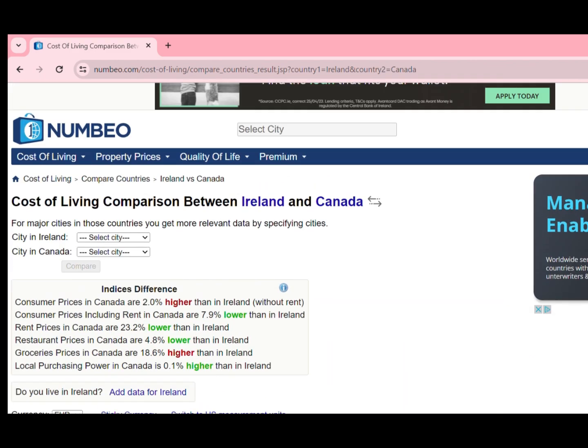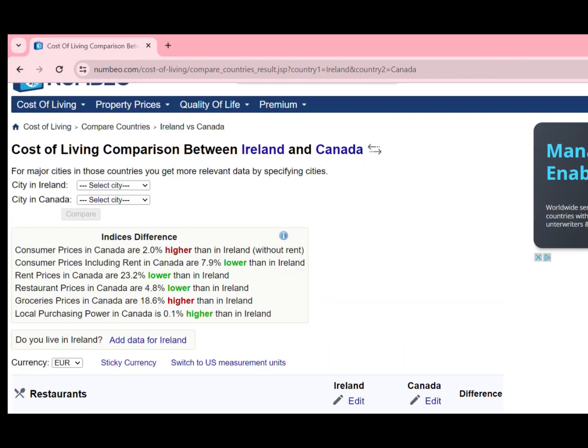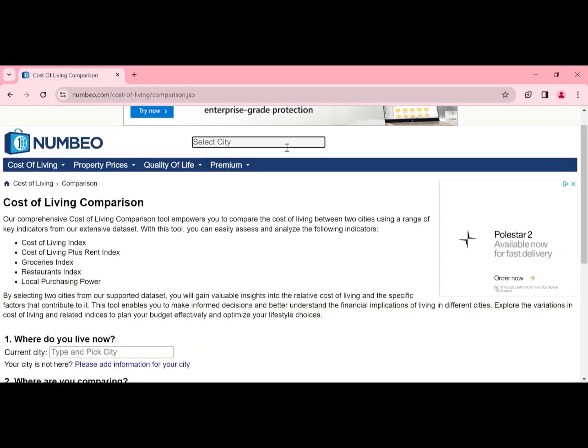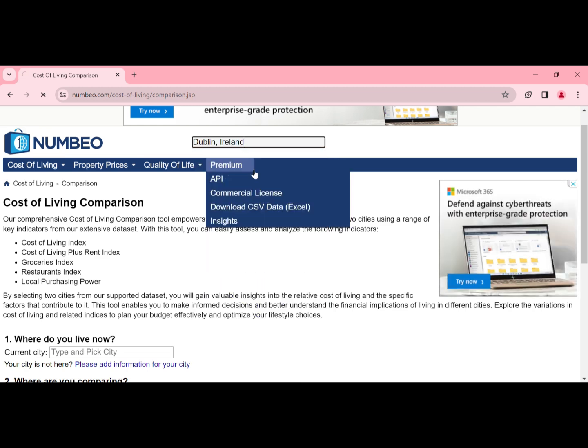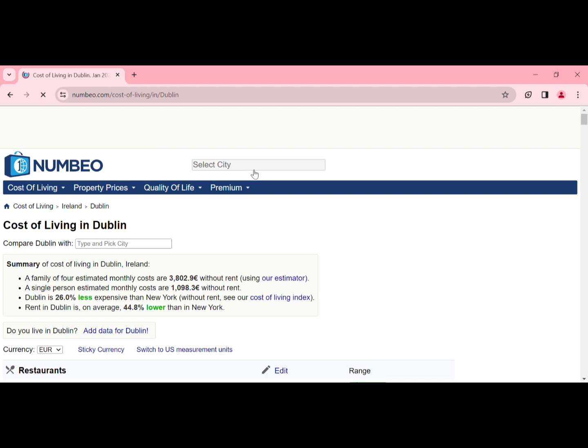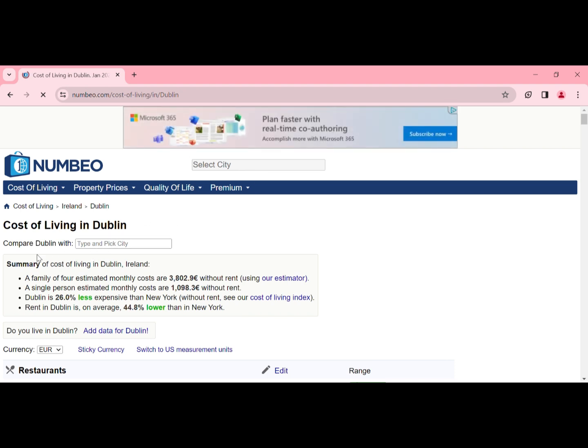Now let's look at that for, let's say, counties in Ireland, just to give us a fair idea. I'm just going to compare, let's say, Dublin. So you can see Dublin here, Dublin, Ireland. That's what I just selected. And then it gives you the option to compare Dublin with what county.